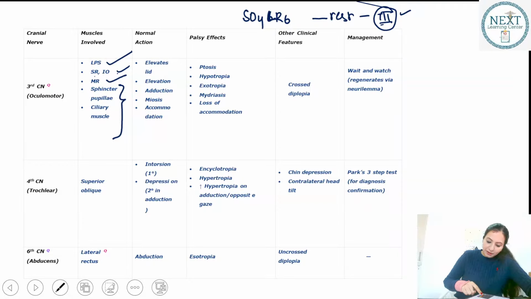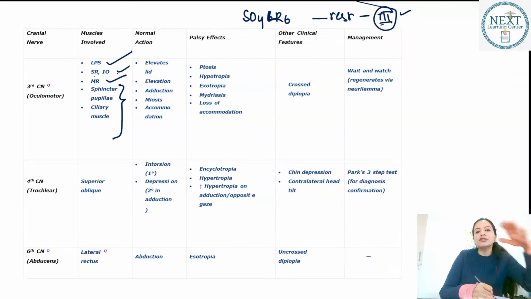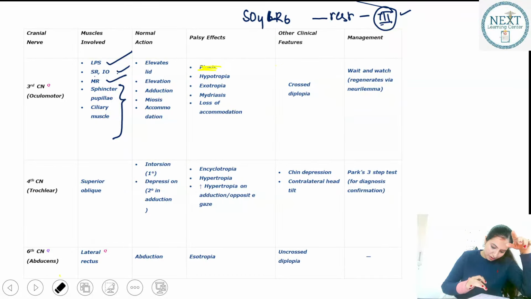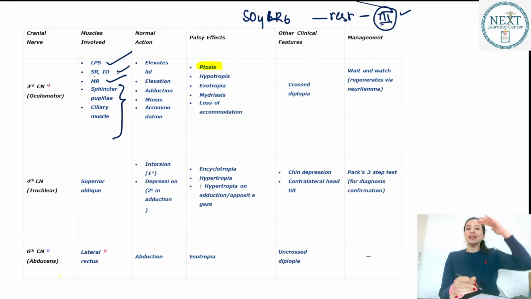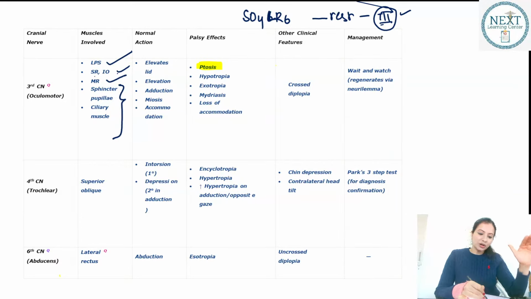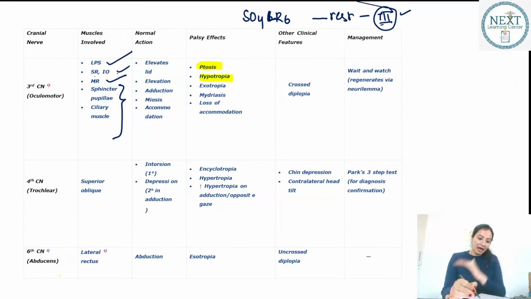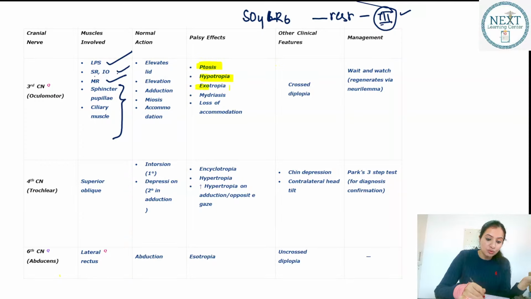If you remember the pathway we had studied. So we know that LPS will elevate the eyelid. So if your third cranial nerve is paralyzed, the patient is going to have ptosis. Right? Superior rectus and inferior oblique will elevate the eye. Once they are gone, the patient will have hypotropia. Medial rectus causes adduction. Since it is gone, the patient is going to have exotropia.